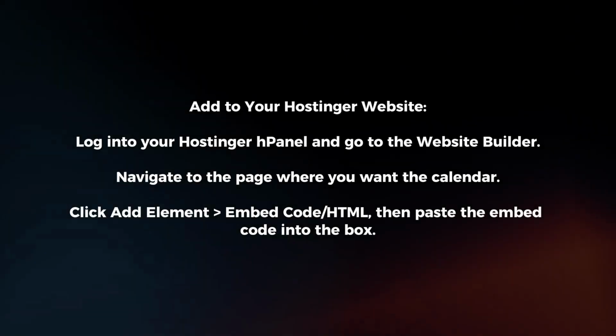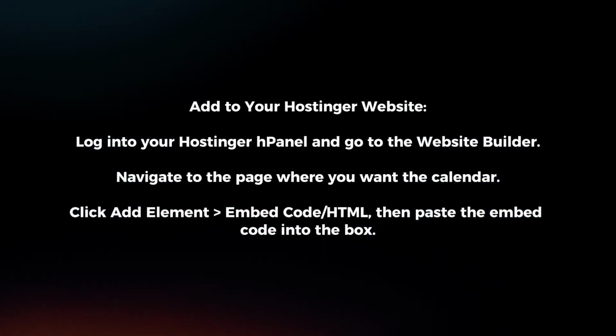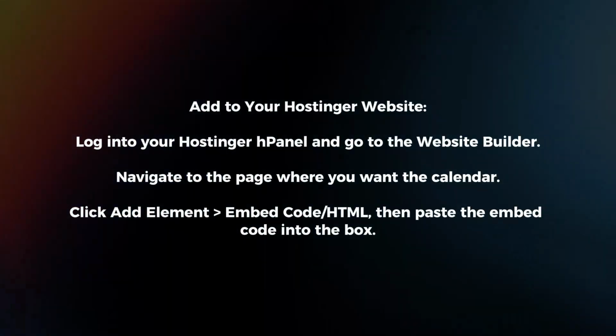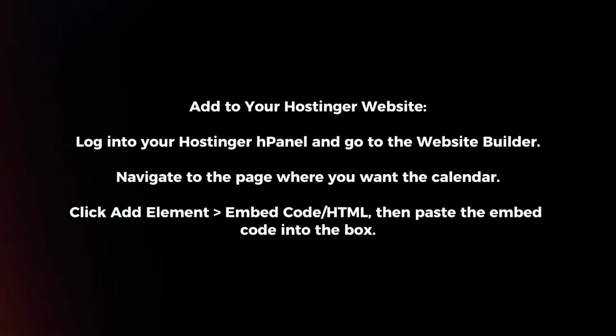Add to your Hostinger website. Log into your Hostinger hPanel and go to the website builder. Navigate to the page where you want the calendar. Click Add Element, Embed Code or HTML, then paste the embed code into the box. Save and publish. Click Save and publish your site to make the calendar live.